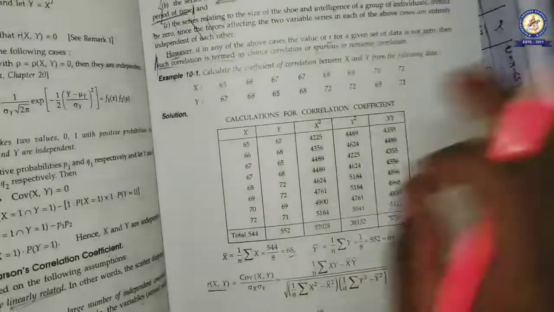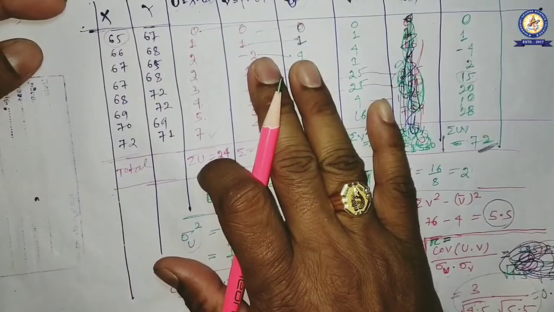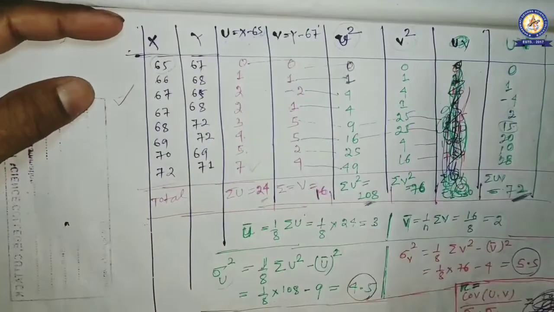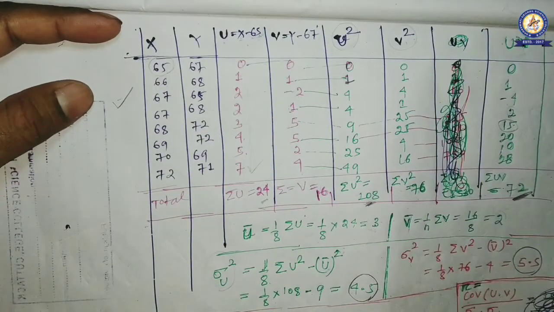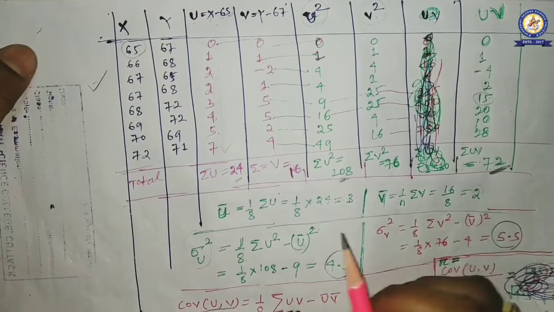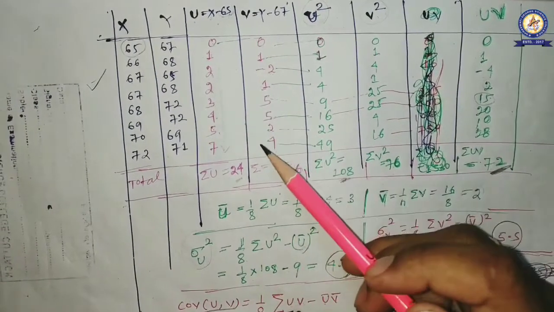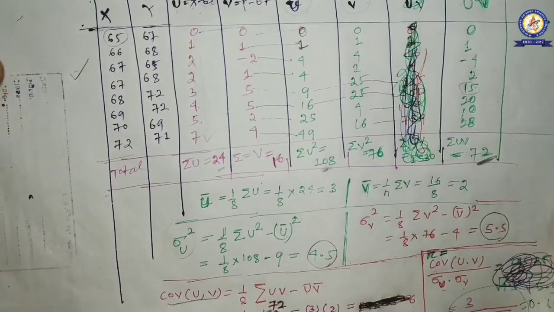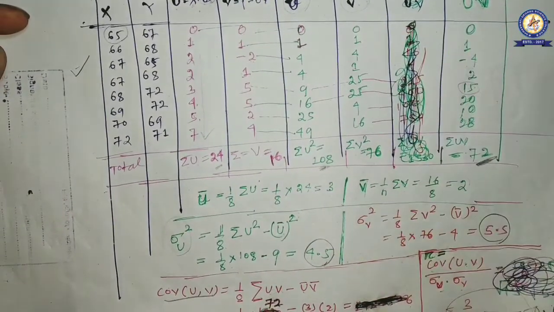I suggest that you write this down in three ways in your note. This way you have to write, and this way you also have to write, and this also you have to write in your note for your practice. If you write this in your note, then your practice will be more.